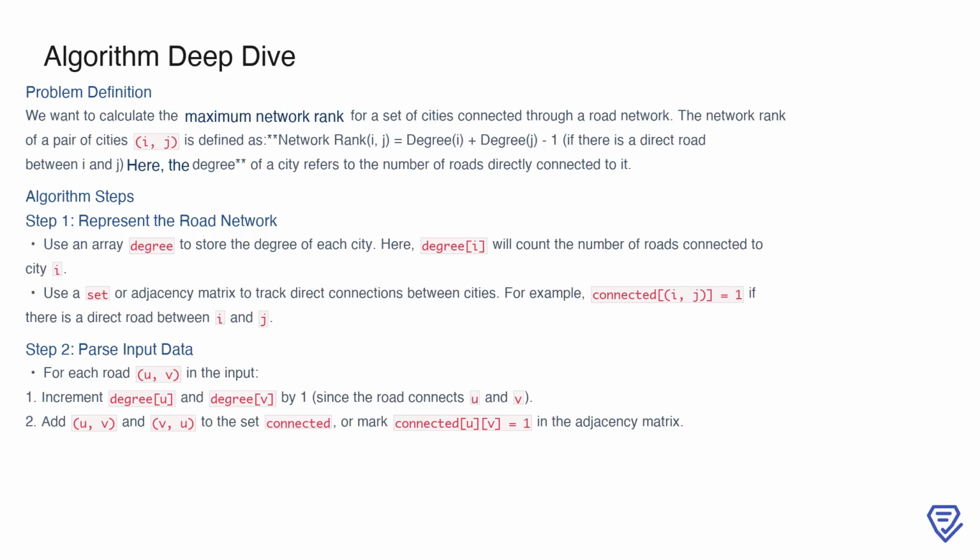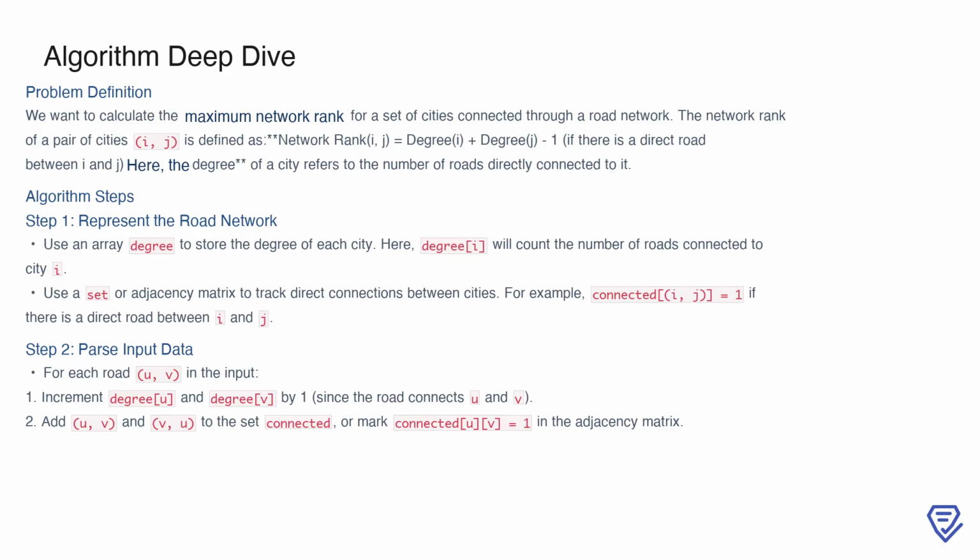To proceed, we start by representing the road network effectively. We'll use an array called degree where each index i corresponds to a city, and its value represents the number of roads connected to that city. Additionally, we need to track direct connections between cities. For this, either a set or an adjacency matrix can be used.